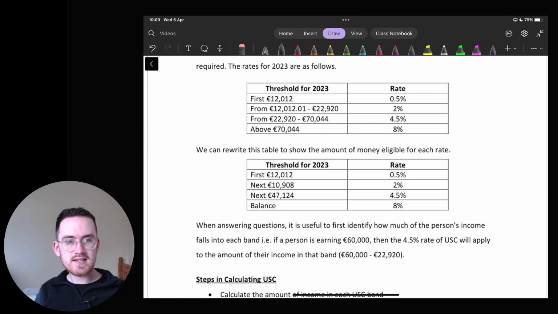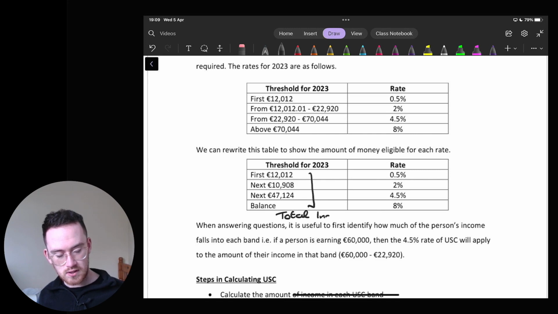So rewriting the table to see how much money falls into each of those brackets. And that can be really, really useful to just keep it straight in our head, because when we add up these values here on the left hand side, we should get the total income that they have. So they should add up to be their total income. We add all those together.